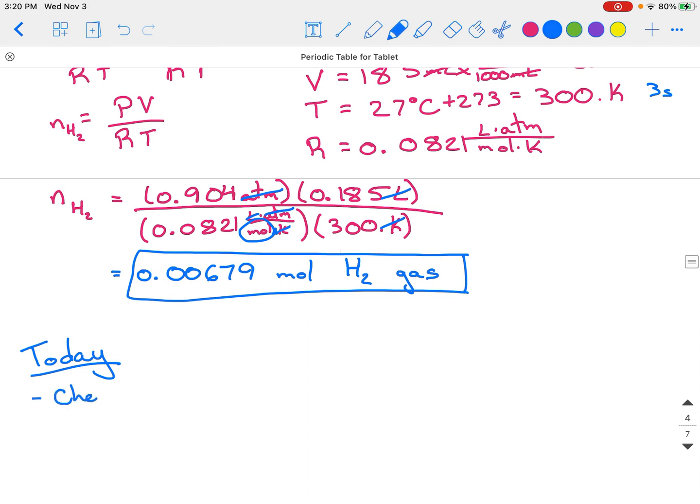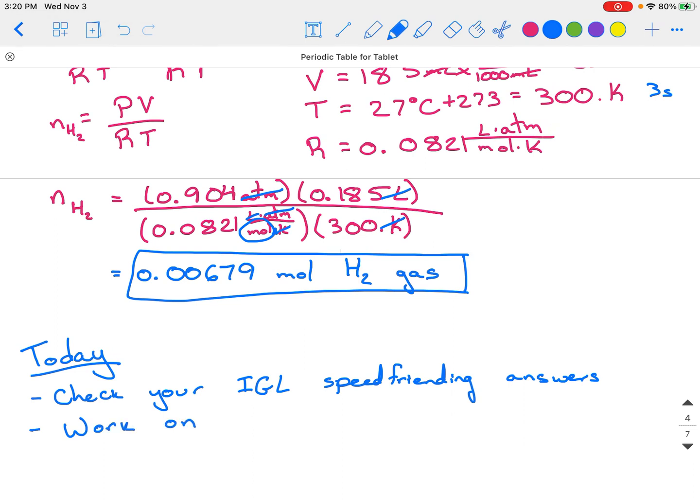The first one is that you are going to check your ideal gas law speed friending answers. And if you didn't finish through it, this is a good time to finish through that. When you're done doing that, you are going to work on lab 16, which is on page 79 in your purple lab manual.